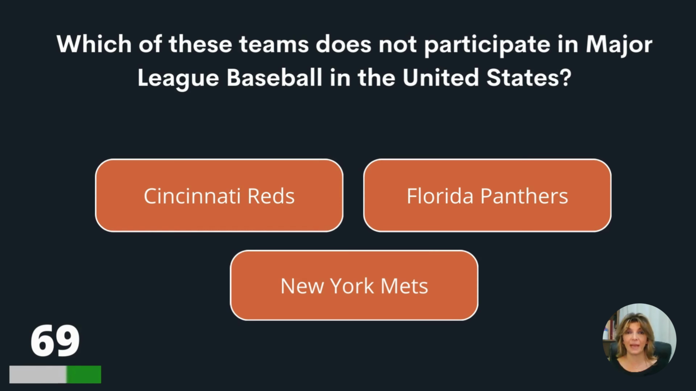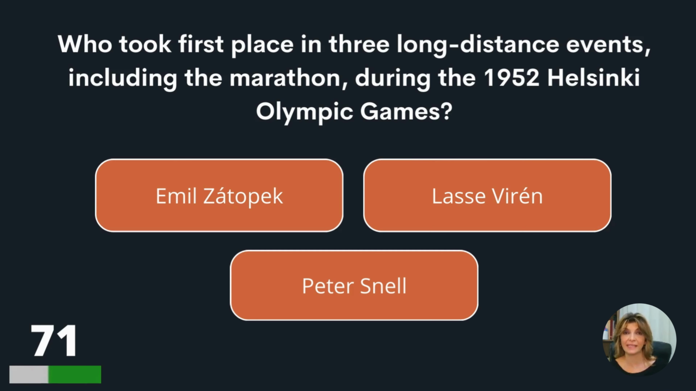Who took first place in 3 long-distance events, including the marathon, during the 1952 Helsinki Olympic Games? Emil Zatopek, Lassie Byron, or Peter Snell? Emil Zatopek.